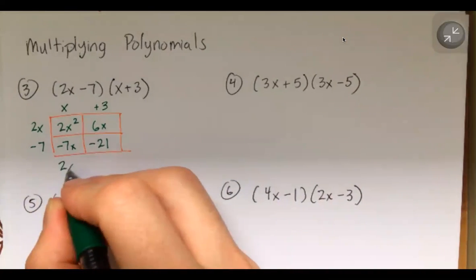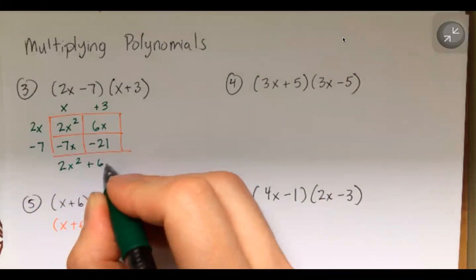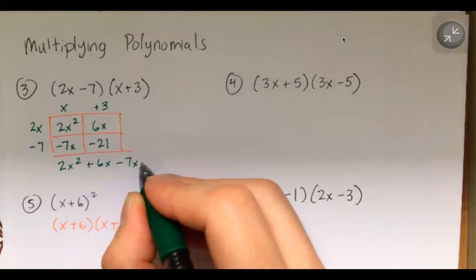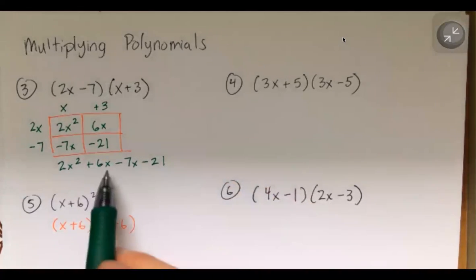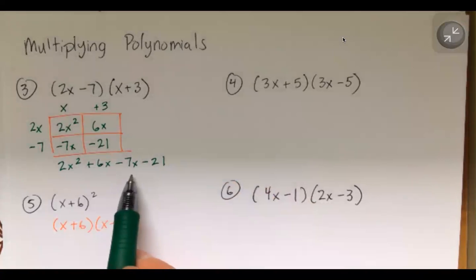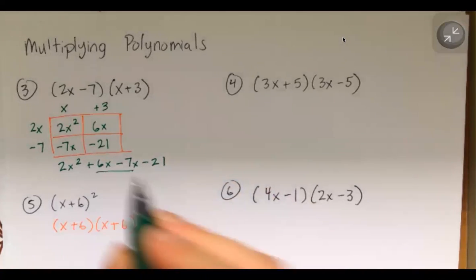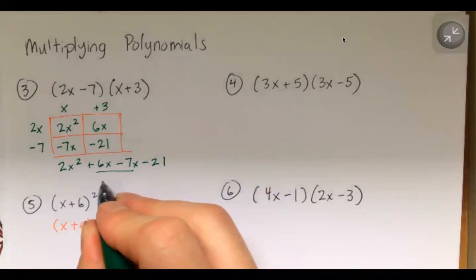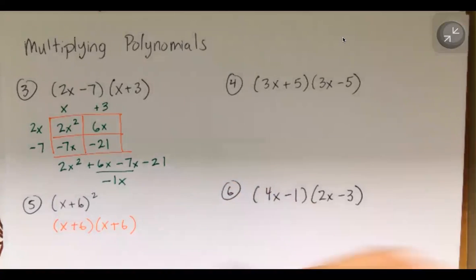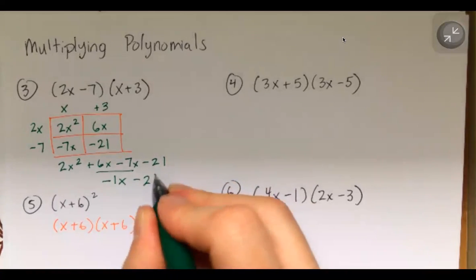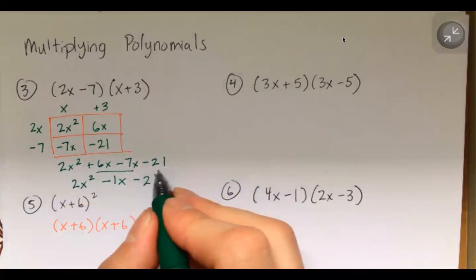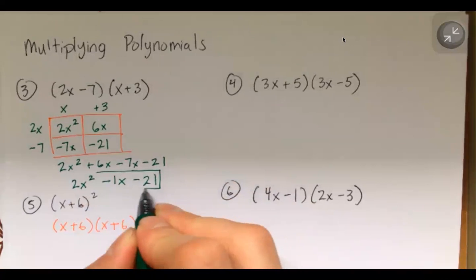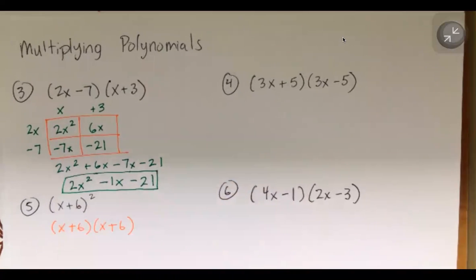So 2x squared plus 6x minus 7x minus 21. Final step here, you can kind of skip the step we just did if you want to go straight to this next one, but we need to combine like terms here. So that would combine to negative 1x or just negative x. And there you go. That's our answer: 2x squared minus 1x minus 21.